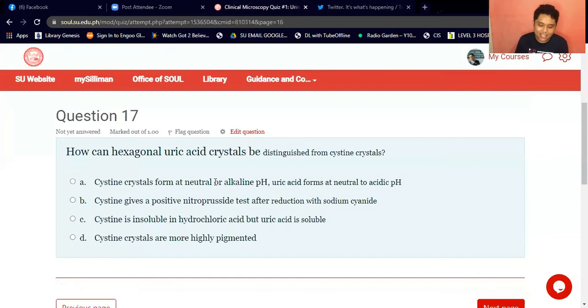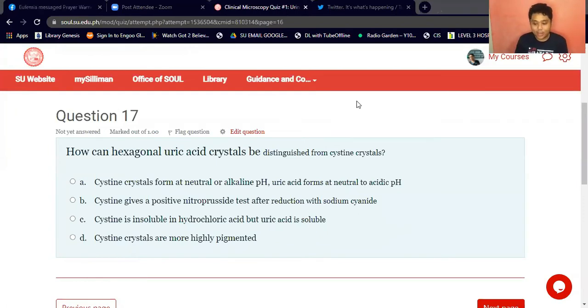Number 17, how can hexagonal uric acid crystals be distinguished from cysteine crystals? Letter A first. Cysteine crystals form at neutral or alkaline pH. Uric acid forms at neutral to acidic pH. Is that correct? First question, is cysteine a normal or an abnormal crystal? Abnormal.